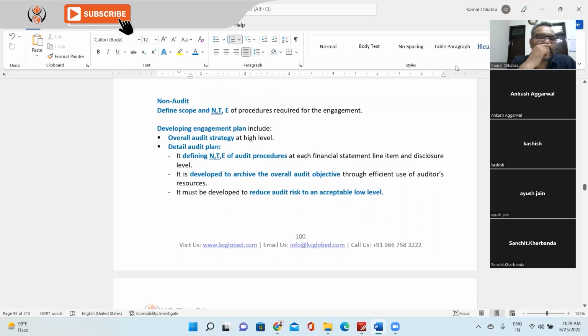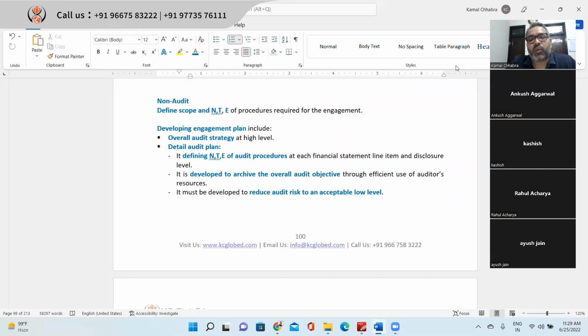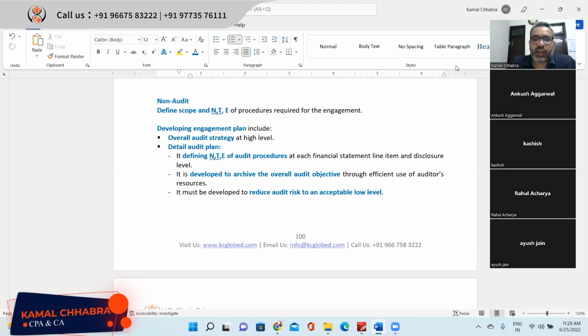So non-audit engagement. First thing, define the nature, timing, and extent. NTE is the short form of nature, timing, and extent. Define the scope and nature, timing, and extent of the procedure required for that respective engagement. So how do you develop an engagement plan? First of all, the overall audit strategy at high level, then the detailed plan. In the detailed plan, you'll define the nature, timing, and extent of the respective procedure, whether you're performing inquiry procedure, analytical procedure, examination procedure, inspection procedure, and who will be performing what for the respective financial statement line item.